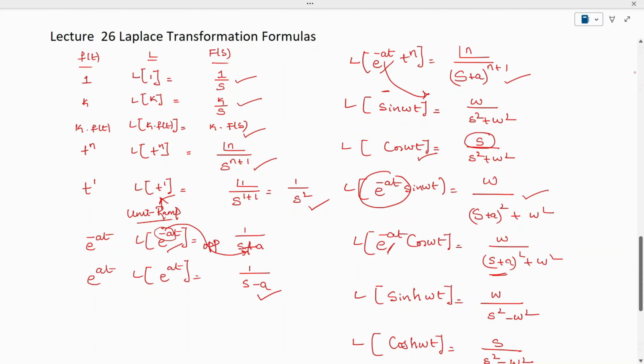So that is all about the lecture: Laplace transformation formulas, converting a given f of t function by applying Laplace to get the answer. This Laplace transform is used to transform a given time signal into a frequency signal, where s is equal to j omega.